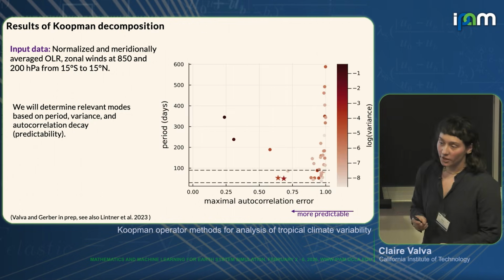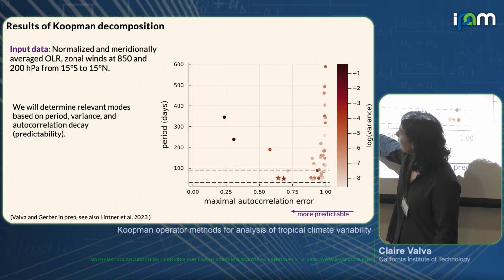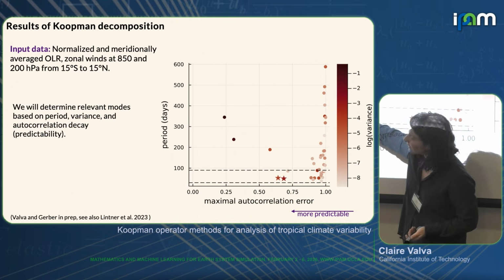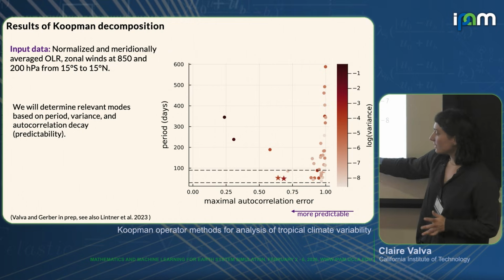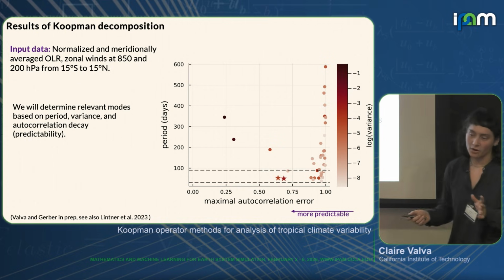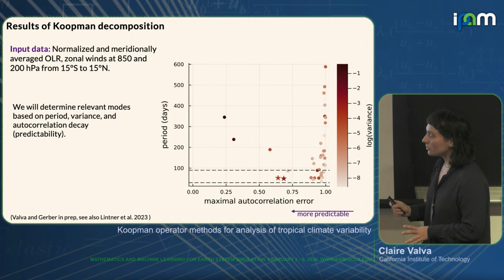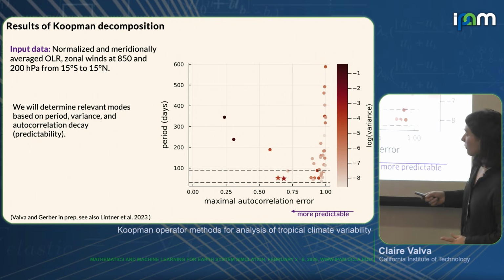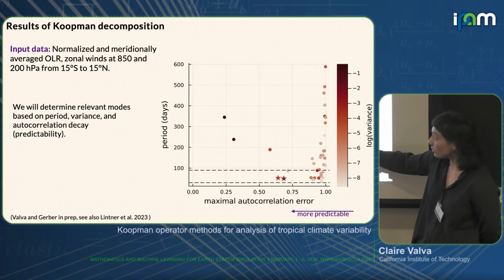This is a very similar plot to what I showed before. I've changed units somewhat from the QBO. Now for the MJO, I'm putting period on the y-axis. We're going to be focusing on things in this intraseasonal band from 30 to 90 days, which I blocked off. And on the x-axis, I'm going to have what I'm going to call my maximal autocorrelation error. So how bad are we doing as compared to a perfect Koopman eigenfunction? Something that is perfect will have no autocorrelation error. We'll maintain it at our frequency as far as we like. This metric stops at 1. That's the worst you can do.